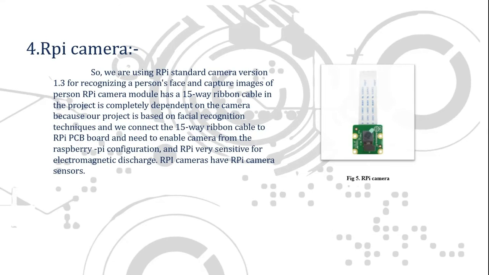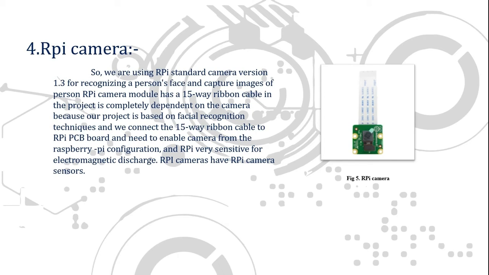And our fourth component is the camera. In our project, we are providing an autonomous door lock and unlock system using facial recognition. So this is very important for us because it streams our video frame by frame on our Flask-based web server. We are using the RPi standard camera version 1.3 to recognize a person's face and capture images. The camera module has a 15-way ribbon cable. The project is completely dependent on the camera because it is based on the facial recognition technique.